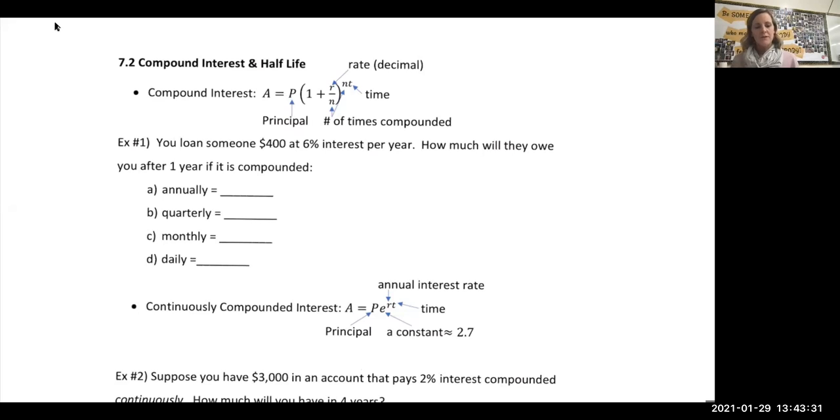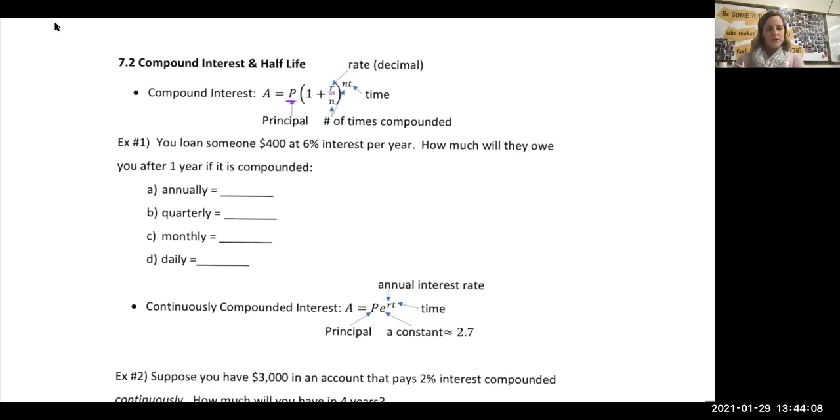The formula for compound interest looks horrible. It's really not so bad. This is what it looks like. A is your amount of money. P is your principal, your starting amount. R is your rate, which you're going to put in as a decimal. So if it's 2%, you'd put in 0.02, right? And then this N down here and this N up here is the number of times it is compounded. And then T is the time that we're talking about. So I'll explain as we go what gets plugged in where.